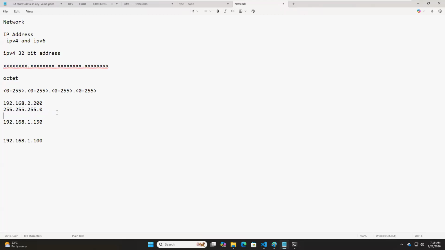How does it tell the IP address that the first 3 octets are the network octets and the last octet is the host octet? When you convert 255 from decimal to binary, you are going to get all ones, 8 ones. If you convert these 8 ones in binary back to decimal, you are going to get 255.